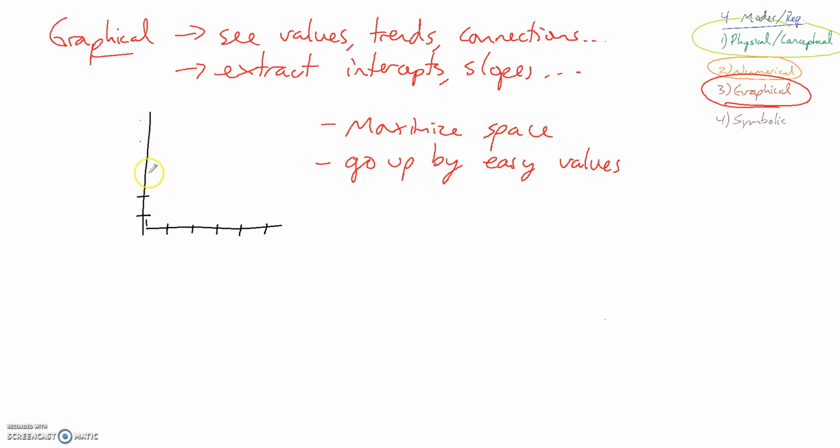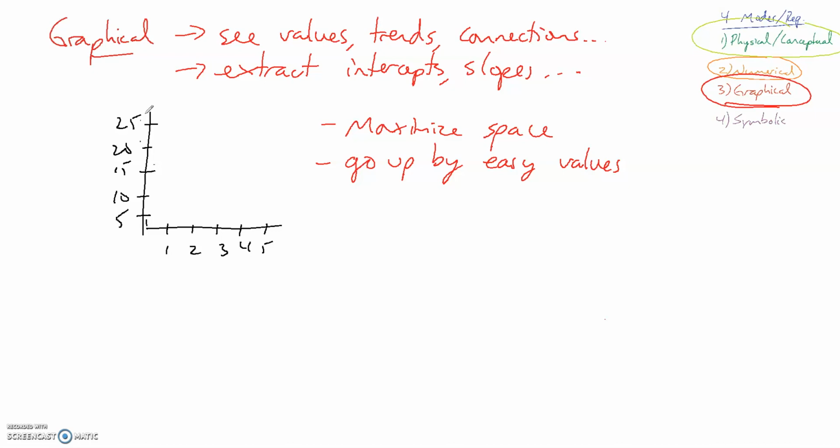Like 2s and 4s, 5s, 10s, stuff like that. Sometimes people will use things like 7, 14, 21. I think that's way too complicated. But you want to try and maximize space, go up by easy values. You'll often see things like 1, 2, 3, 4, 5. Like 5, 10, 15, 20, 25. And it doesn't really matter if your values are actually these values. It's all about having a nice space to work with, easy to find in between values and stuff like that.